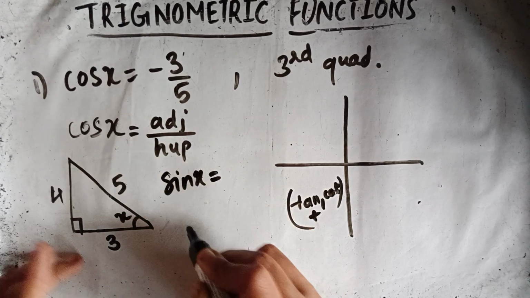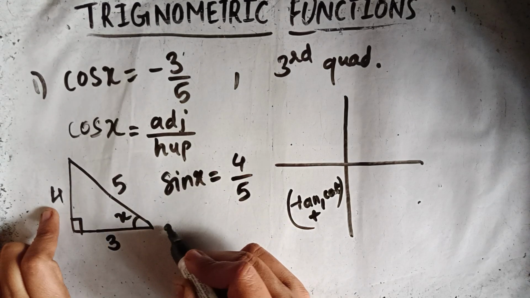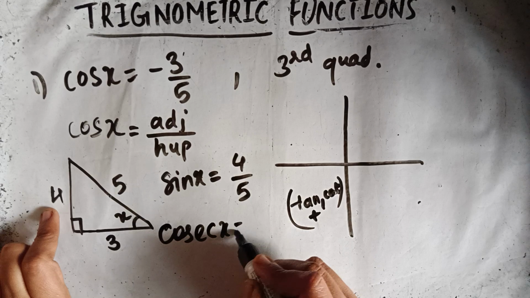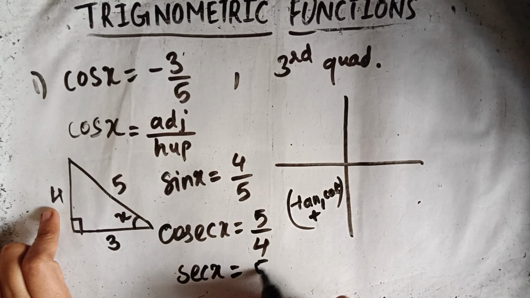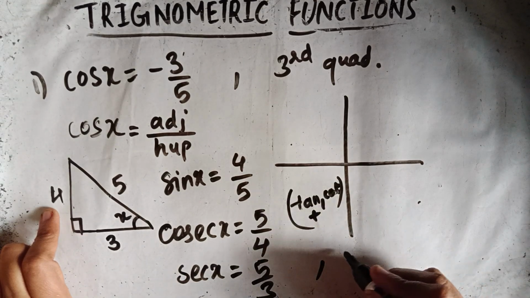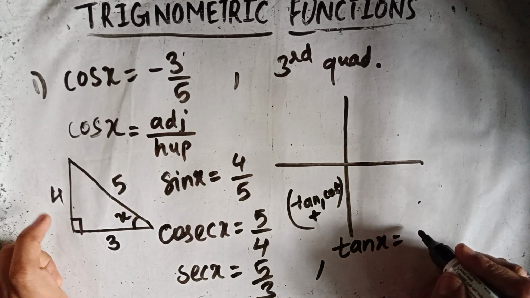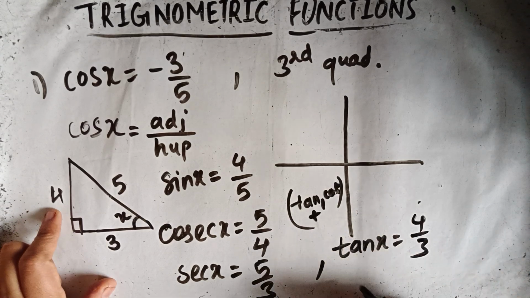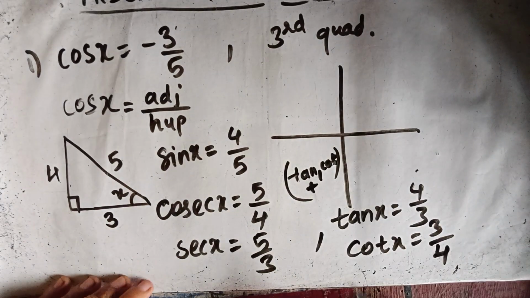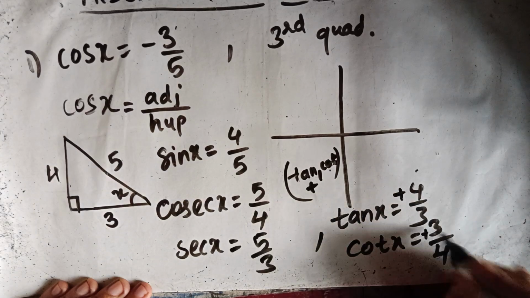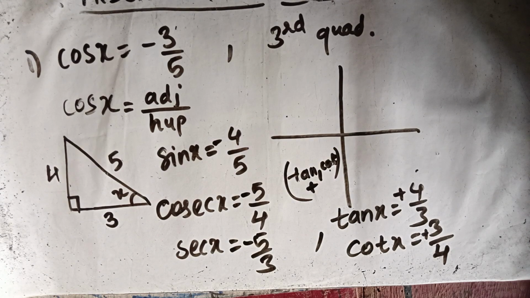So from this you can write your sine value. Sine of x will be opposite upon hypotenuse. Cosec is ulta of this, that is 5 upon 4. Sec of x is 5 upon 3. Then we have tan. Tan of x is 4 upon 3. And cot is 3 upon 4. Now you have to put the signs. Only tan and cot are positive and rest all are negative. Okay, this is one way of solving this.